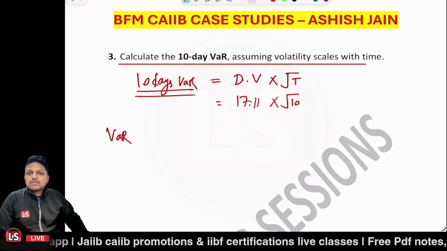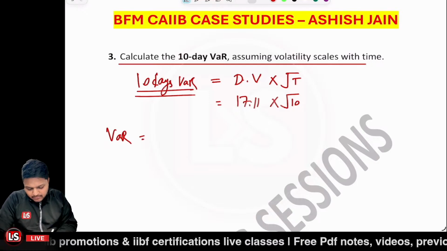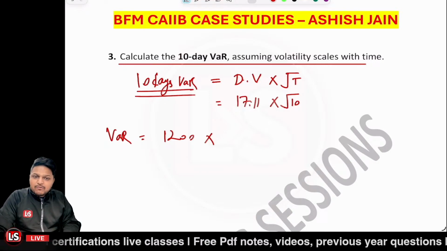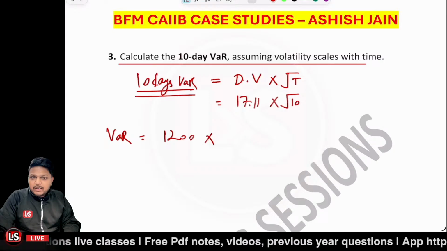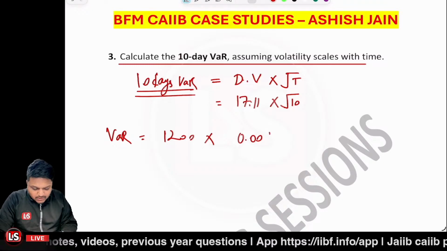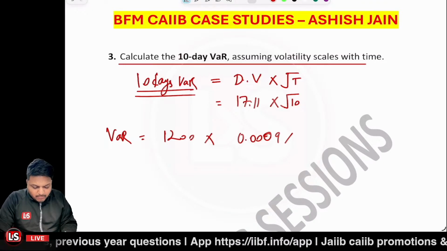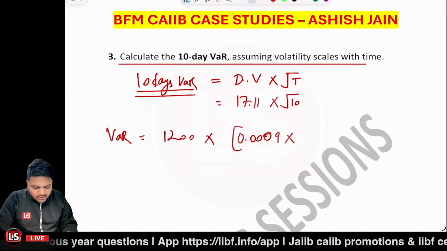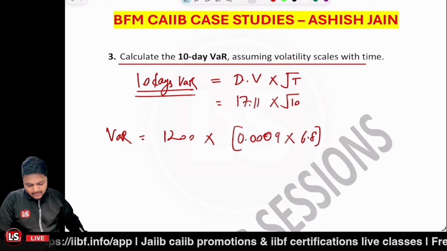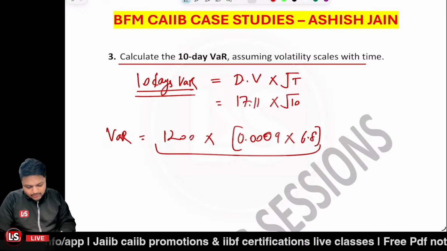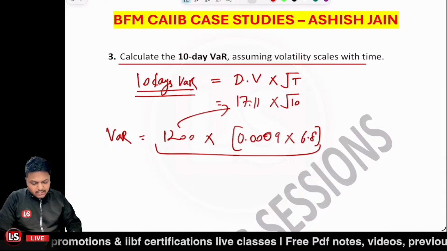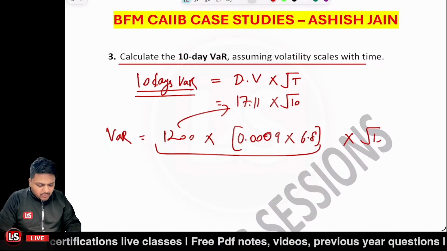What was it? It was equivalent to the investment, 1200 crore, multiplied by adjusted volatility. Now the adjusted volatility would be equal to the daily volatility, that is 0.000009 over here, multiplied by modified duration, that is 6.8 over here, right? Now this complete value we already calculated to be 17.11, so I wrote it directly, right? We just need to multiply it with the under root of 10, that's it.